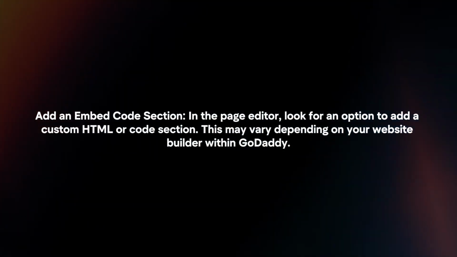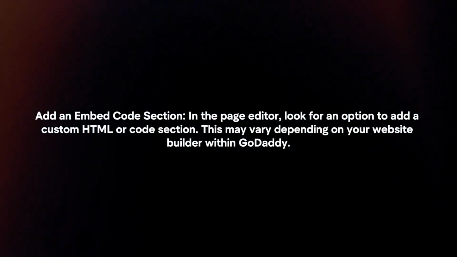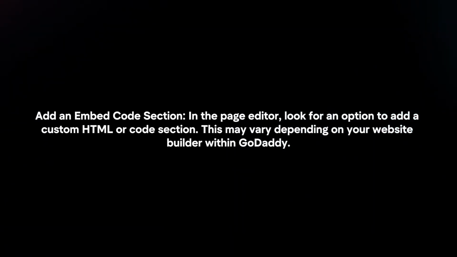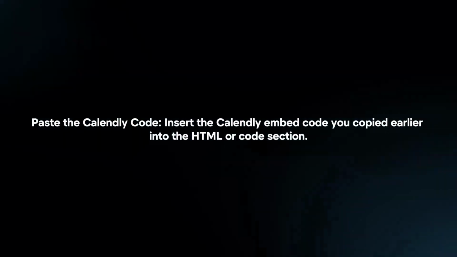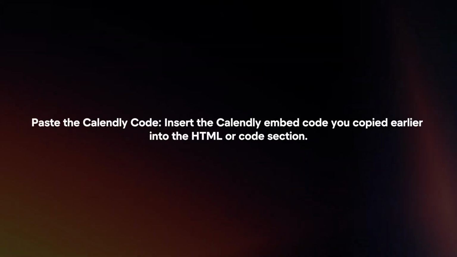Add an embed code section. In the page editor, look for an option to add the custom HTML or code section. This may vary depending on your website builder within GoDaddy. Paste the Calendly code. Insert the Calendly embed code you copied earlier into the HTML or code section.